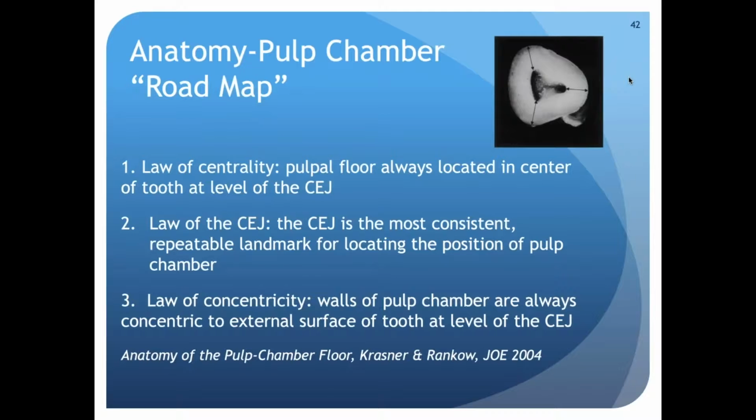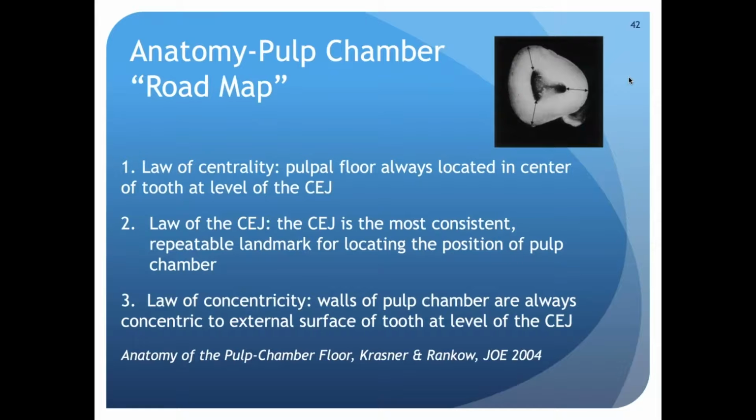So this study by Krasner and Rankow came out in 2004, and it talks about the roadmap of the pulp chamber. And these are just some basic rules after you've accessed a tooth to look and help you find orifices. So number one is the law of centrality. And so your pulpal floor should always be located in the center of the tooth at the level of the CEJ. Next is our law of the CEJ. And the CEJ is the most consistent, repeatable landmark for locating the position of the pulp chamber.